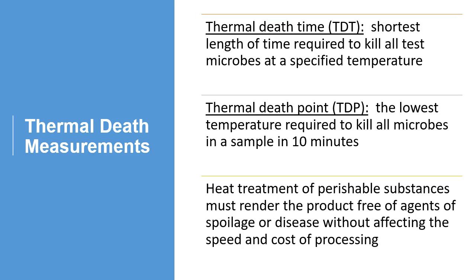Heat treatment of perishable substances must render the product free of agents of spoilage or disease without affecting the speed and cost of processing. So you're using the thermal death time and the thermal death point. Basically, when you're packaging specifically meats and other fresh foods, you're not necessarily trying to kill the microorganisms, but you're trying to inhibit them from growing. This is why if you leave something out on the counter at room temperature, it will spoil much faster than if it was in the refrigerator.